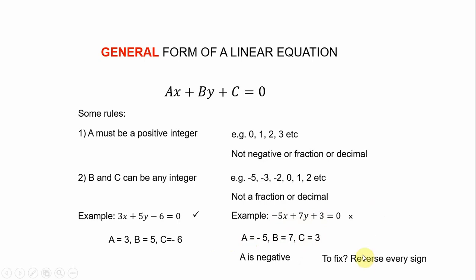Simply reverse every sign. So -5 becomes +5, +7 becomes -7, +3 becomes -3. There we are, and now it's fine. Big tick.